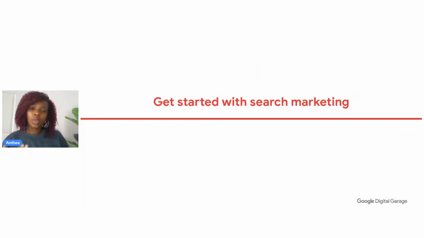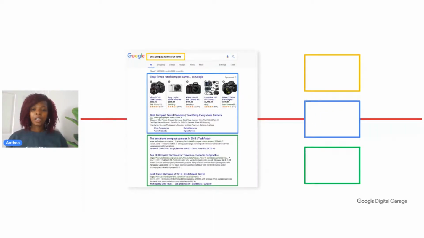So let's get started with search marketing. And again, this is all about using the power of search to reach new customers. Now, this is the search engine results page, or SERP. You must be familiar with this. Anytime you do a Google search, or search on any platform to be honest, they generally tend to contain the same three things.